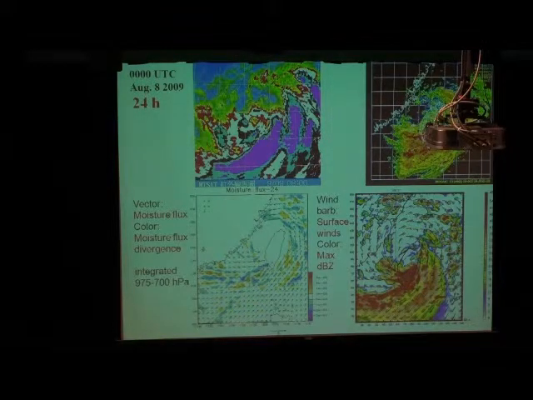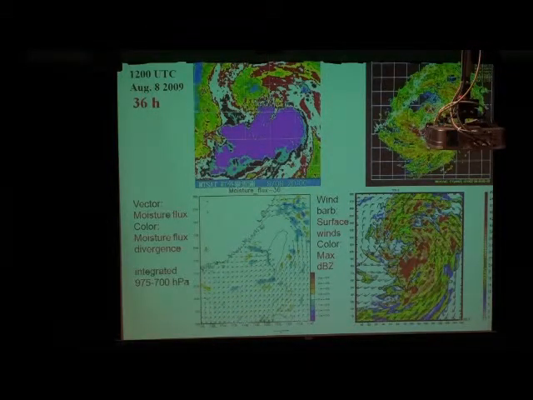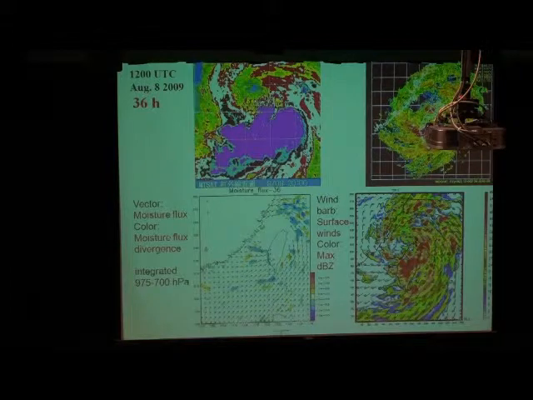I'll go faster. I think I'll skip this one. Okay, at 36 hours, there was a strong southwesterly flow that moved over land and produced strong convection and large rainfall over the mountain.